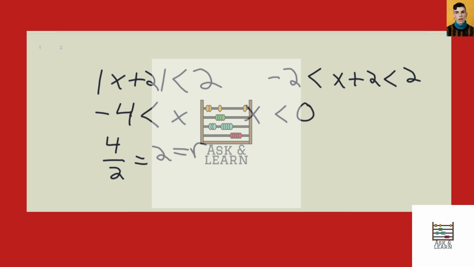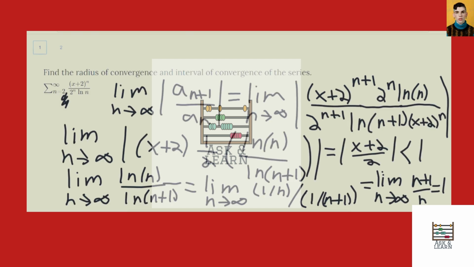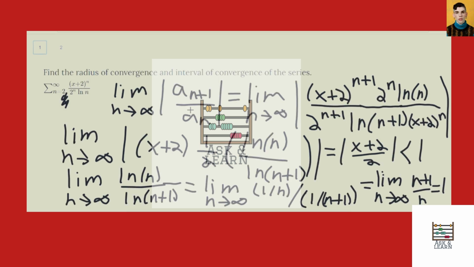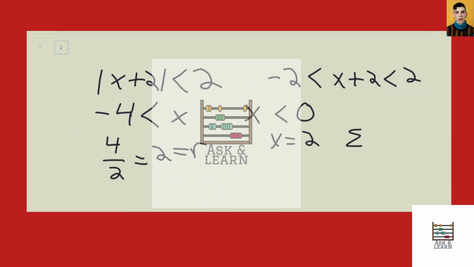For the interval of convergence, we need to figure out whether or not we want to include the endpoints. So whether or not we include x equals 0 and whether or not we include x equals minus 4. Okay, so if x is equal to 0, then we'd have 2^n over 2^n. Sorry, the 2^n over 2^n will cancel, and we'll just have 1 over natural log of n.